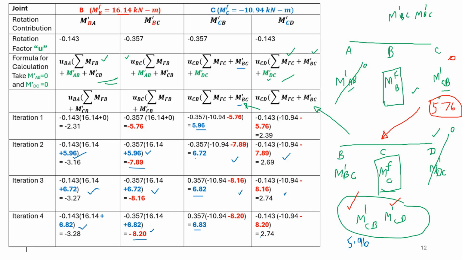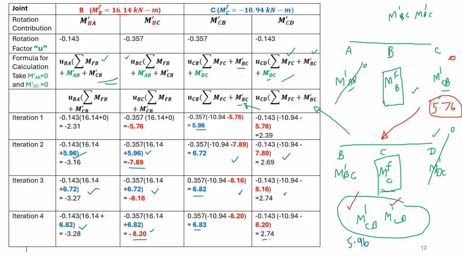Now we can stop. Why I stop at the fourth iteration is you can see that the consecutive values, 3.27 is almost equal to minus 3.28, minus 8.16, minus 8.20, 6.82, 6.83, 2.74, 2.74. Now I hope you have understood the iterative procedure. Now we can stop here, and these are the final values of m dash BA, m dash BC, m dash CB and m dash CD.